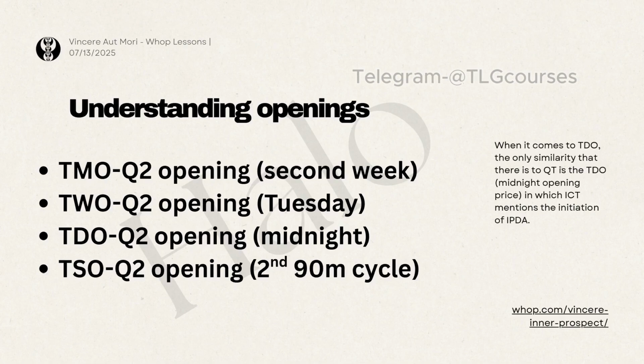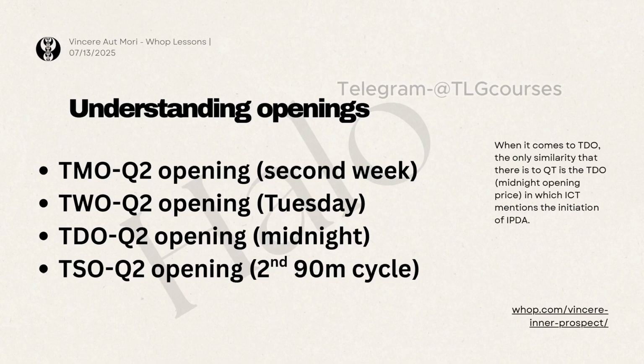Let's say you want to be bullish under the true opening. So true month opening is basically the Q2 opening price, which is basically the second week of the month. So you're looking at the second Sunday of the month. True week open is Q2's opening for the entire week. So it's not going to be Monday's opening price.